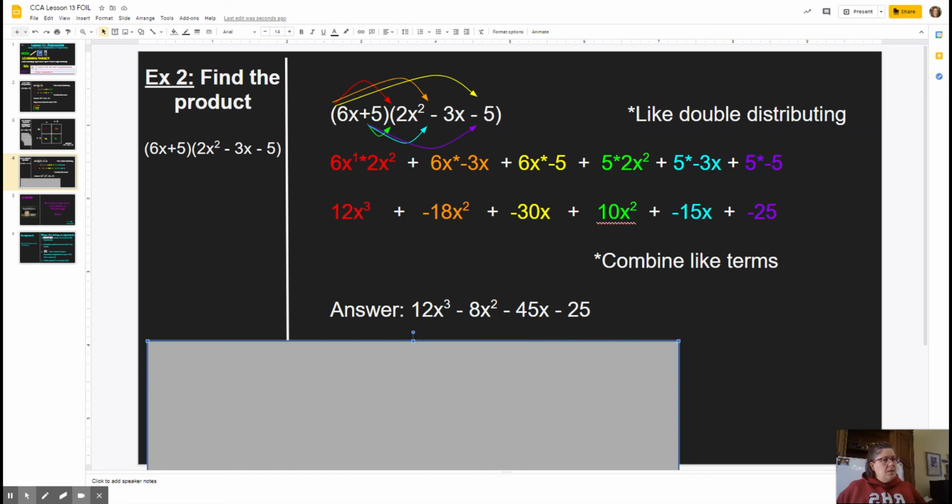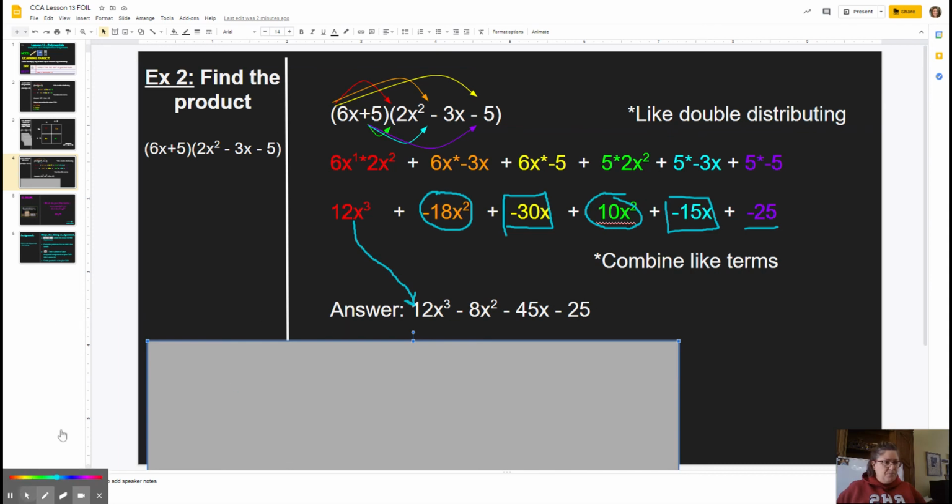And then again, the big idea is to make sure that you look through here and find those like terms. There are no additional 12x to the thirds. That's why that one comes here. And then I look in the line, I've got x squared. And so I've got negative 18x squared and I've got positive 10x squared. Those turn into negative 8x squared. Then I've got negative 30x and I've got negative 15x. That's where the negative 45x comes in. And then negative 25 is the only plain number. That's why it's minus 25 here.